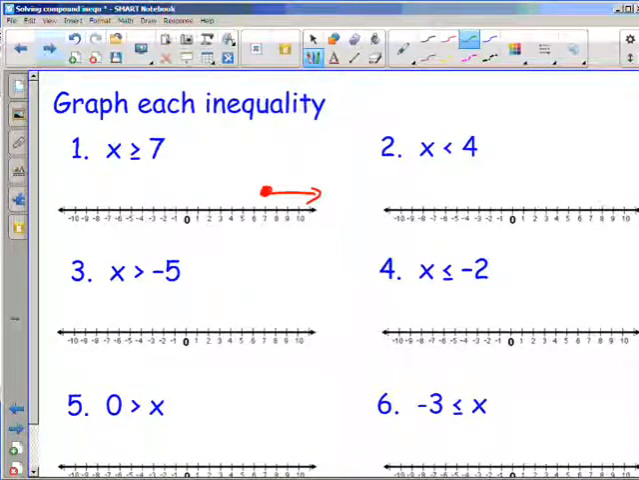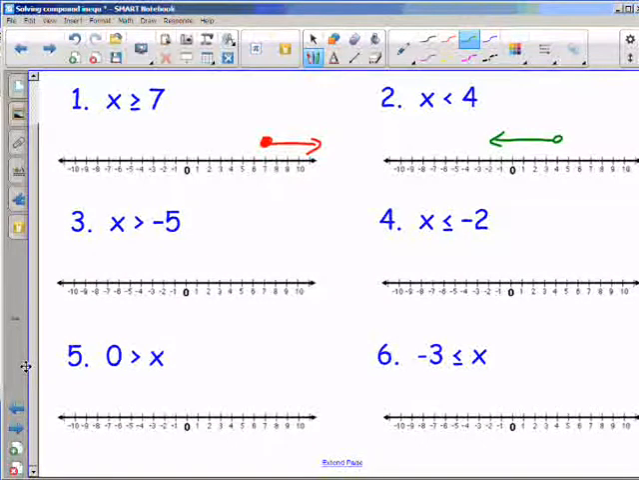Okay, for number 2, we're going to go to the 4. There's a dot that's open, not filled in because it's not or equals, and it goes to the left for less than. Why don't you try 3, 4, 5, and 6? I'll give you the answers and then you can check and go back and make sure that you understand the concept.